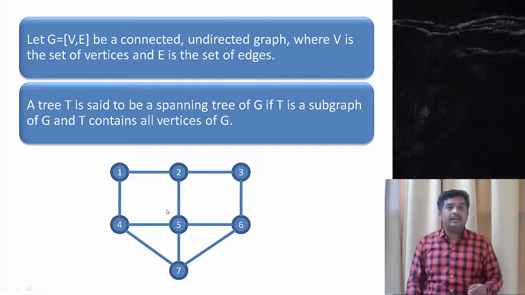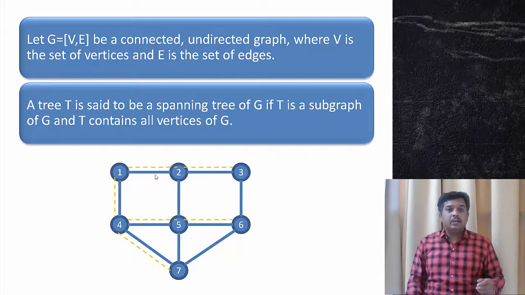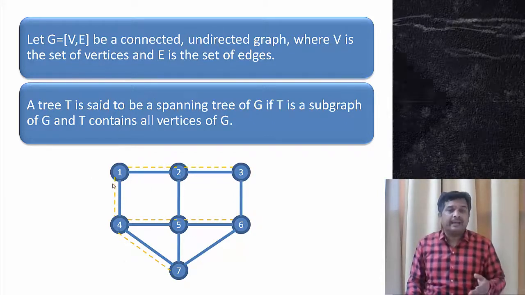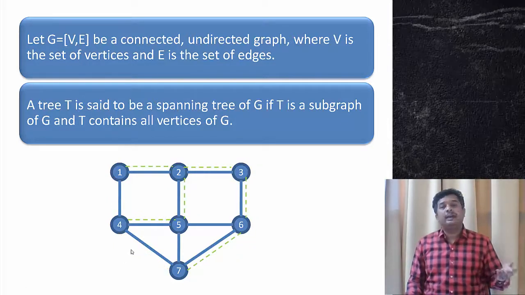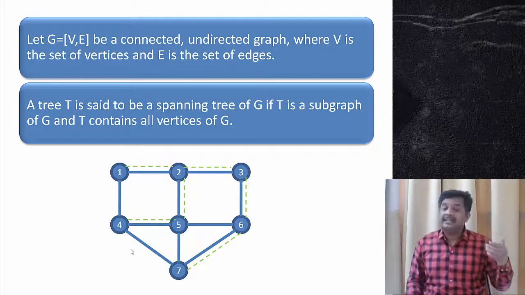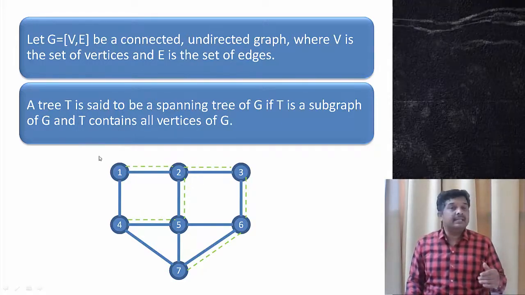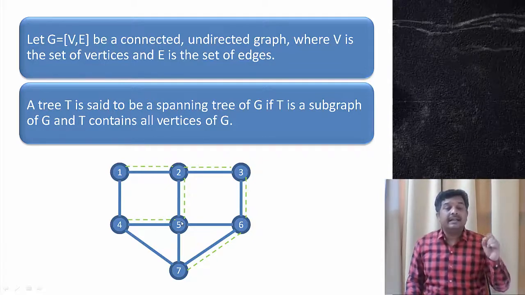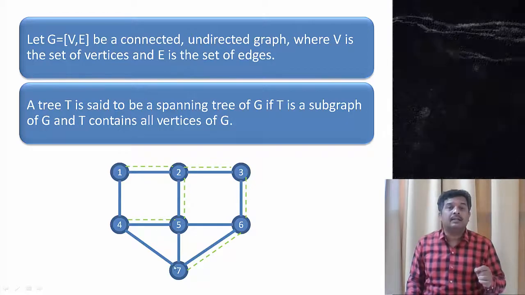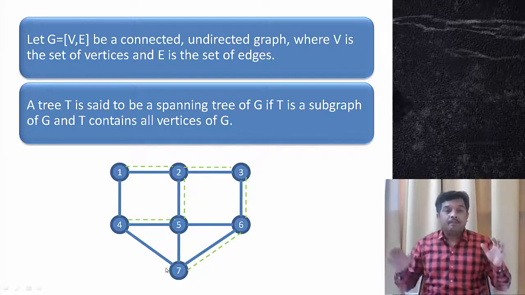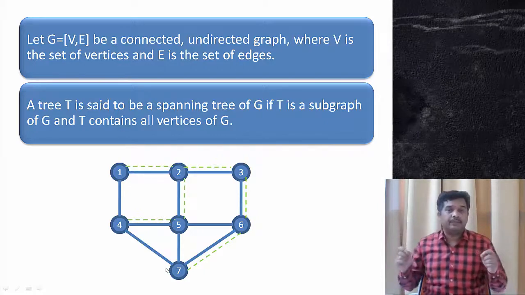For example, you see here in this graph, I can have this yellow dotted line as one spanning tree. This green dotted line can be one more spanning tree. Why is it a tree? Because it is a subgraph of the given graph, it doesn't contain any cycle, and it connects all the vertices of the graph. Such a subgraph I'll call a spanning tree.